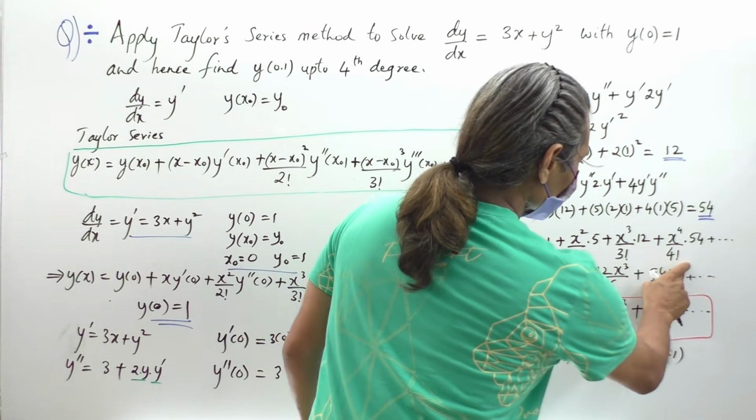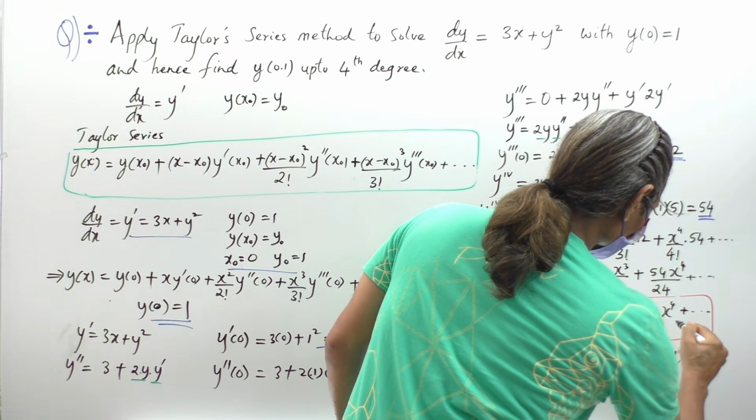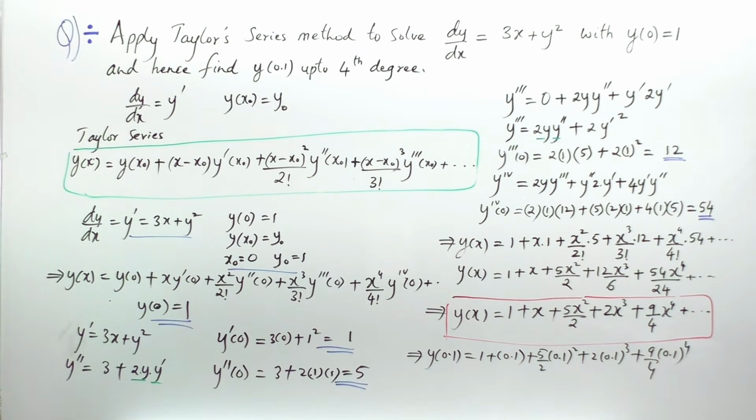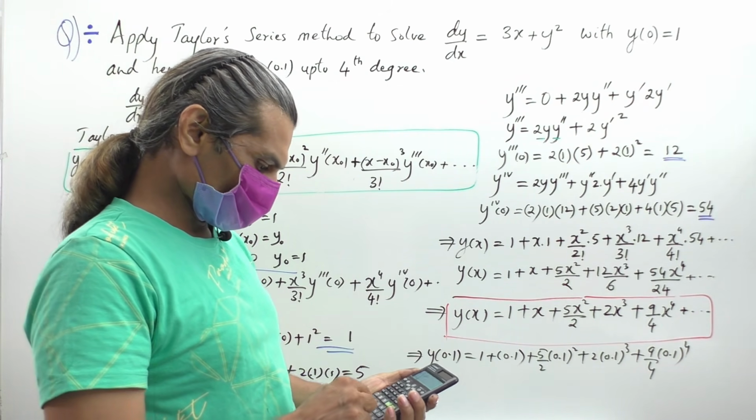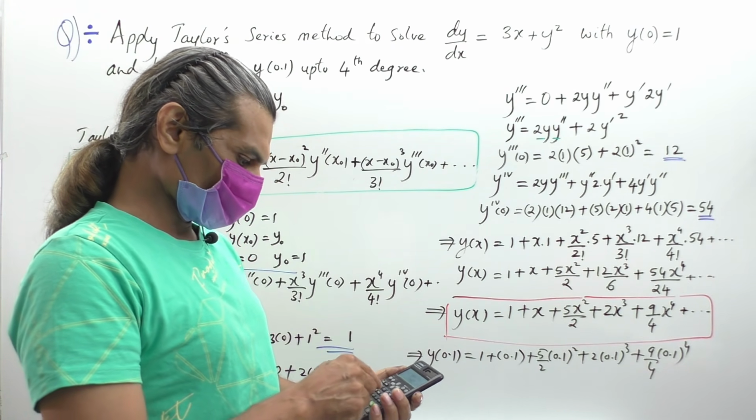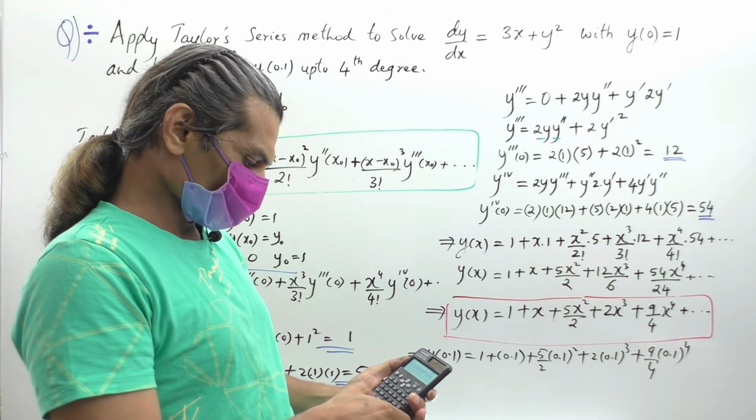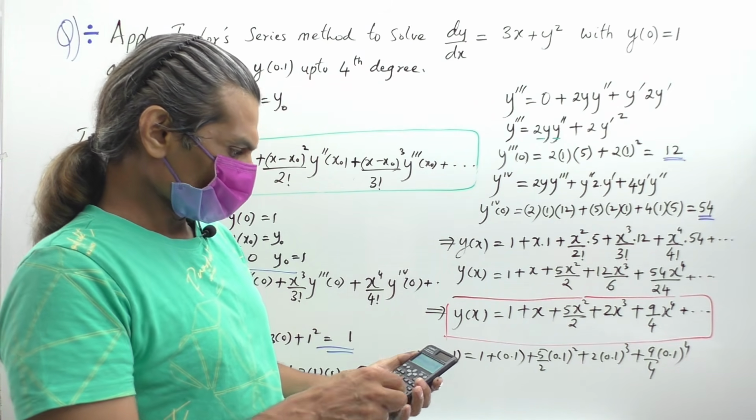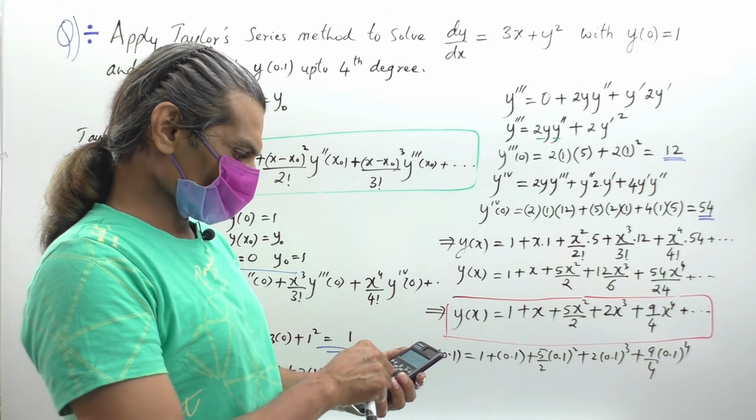Oh sorry, this is my bad. x is raised to 4, right? Yeah, x is raised to 4. Sorry. That's all. So this is what we have here. Let's evaluate this in the calculator. 1 plus 0.1 plus the fraction 5 into 0.1 the whole square over 2, plus 2 into bracket 0.1 the whole cube, plus the fraction 9 into 0.1 whole raised to 4 over 4.